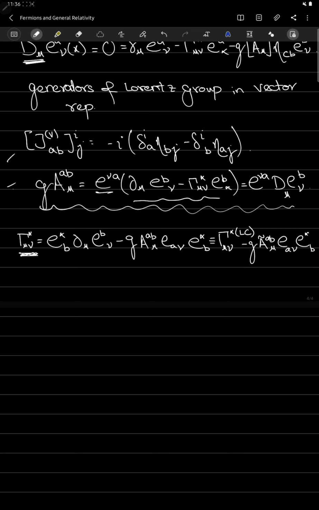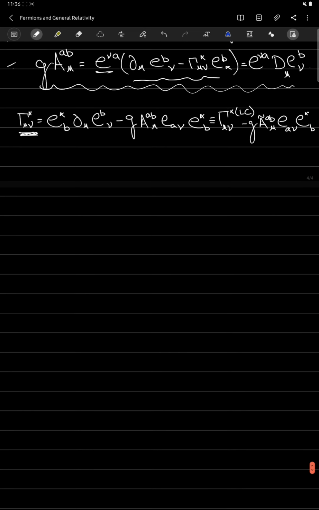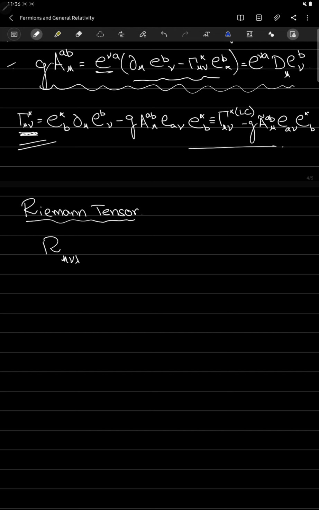Now, with this in hand, I can finally define my Riemann tensor using this Levi-Civita connection, which is actually pretty good, right? Because once we have this Riemann tensor, we know that the rest of general relativity, or GR, just follows from it. We can write it in terms of the tetrads as E^A_λ E^B_ρ times R_AB μν. And we're done.